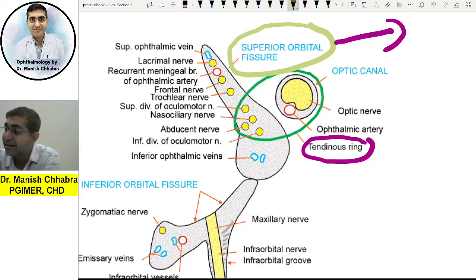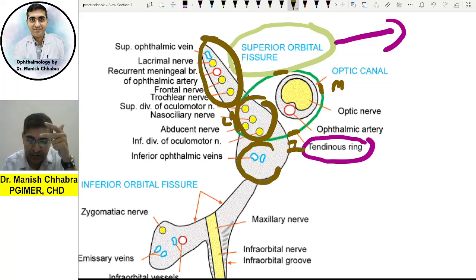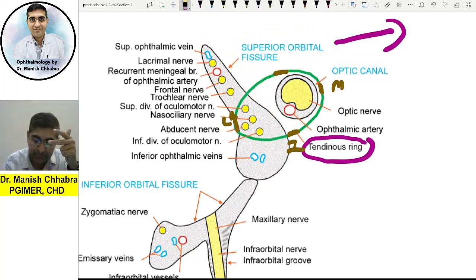So you know what recti muscles are? Recti muscles are extraocular muscles. So we have got superior rectus, medial rectus, lateral rectus, and inferior rectus. So here it will be superior rectus, here it will be medial rectus, here it will be inferior, and here it will be lateral rectus. Yes. Now this common tendinous ring divides the superior orbital fissure. This part is your superior part, this part is your middle part, and this part is your inferior part. Is it understandable? All right.